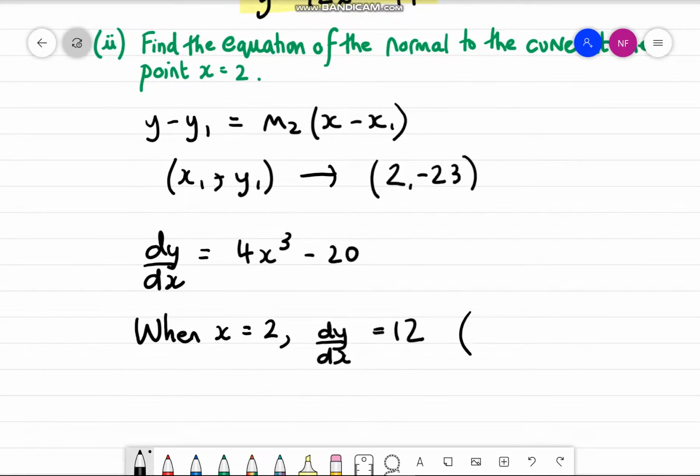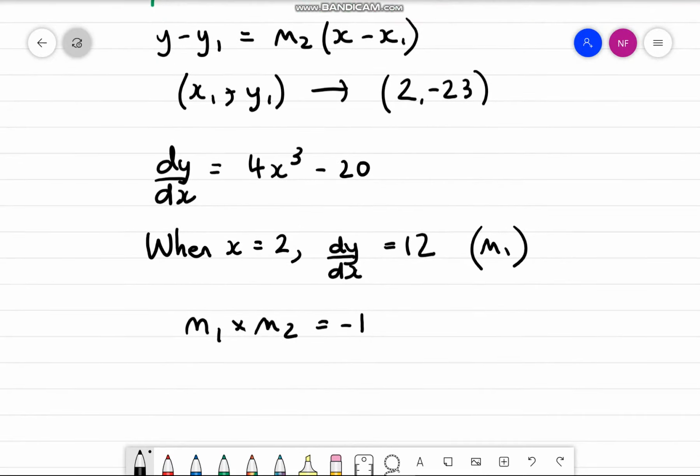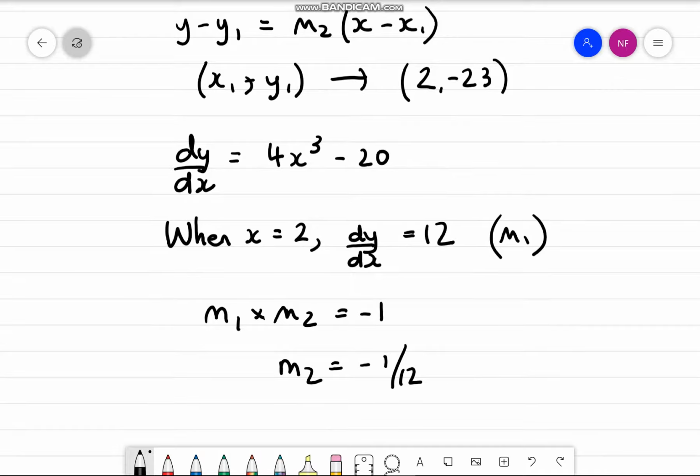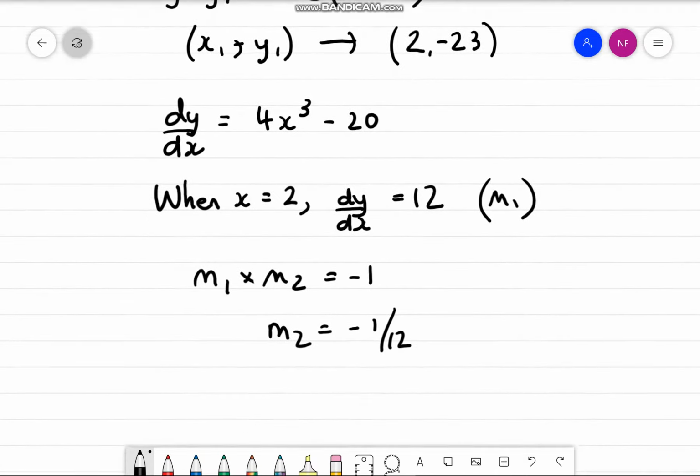Now, as we know, this is m1, and the difference in this case is that the relationship between m1 and m2 is slightly different with the normal. We know that m1 times by m2 is equal to minus 1, where m2 is the gradient of the normal. Hence, m2 is equal to minus 1 over 12, just subbing in m1 there. So we now have x1, y1, and we have m2. Hence, we can sub all of this data into the formula to get the equation of our normal.